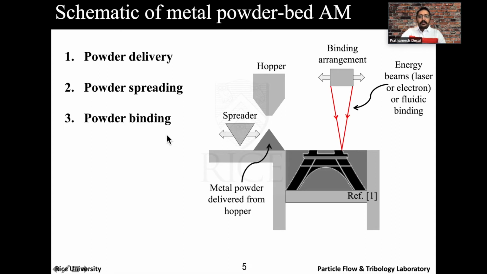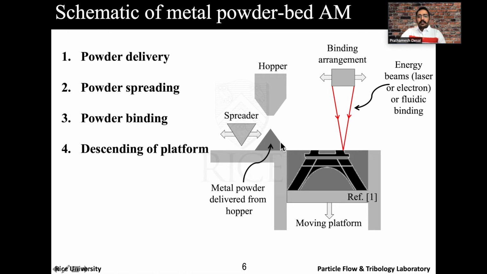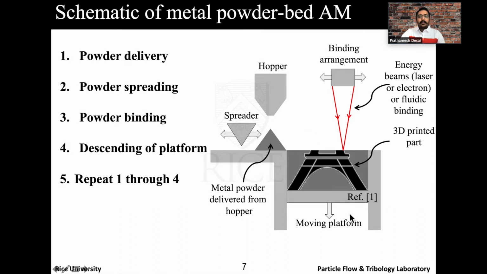This is further followed by the binding step, and binding can happen using various forms of energy beams like laser or electron beam, or it can be fluidic binding. And this allows the printer to bind at predetermined locations which come from a CAD file. Then the platform descends by a single layer thickness, and the entire process is repeated till the geometry, which in this case is an Eiffel Tower, is entirely 3D printed.